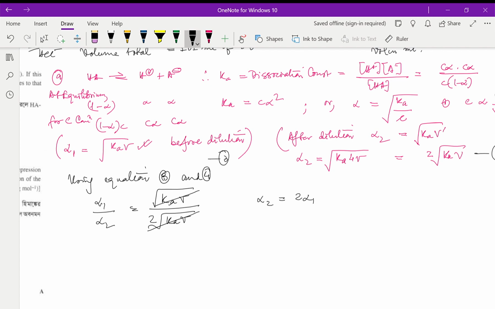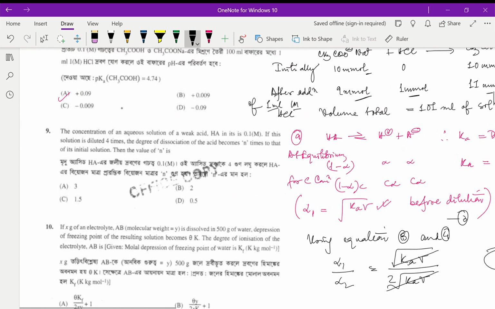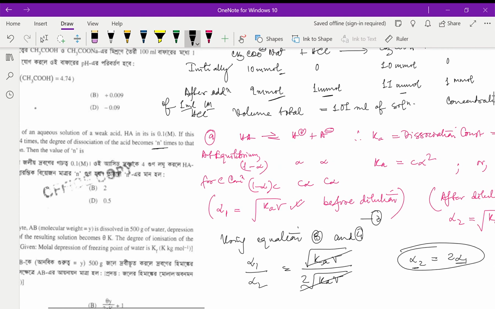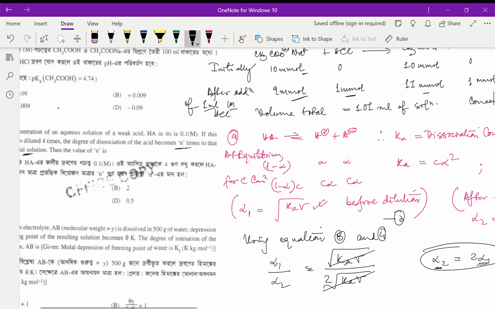What is the meaning of this? If this is the initial degree of dissociation, after dilution this is the final degree of dissociation. So the degree of dissociation of the acid becomes n times that of the initial solution. The old dissociation was alpha 1, but the new one is alpha 2. So it is 2 times, and that is going to be our answer over here.